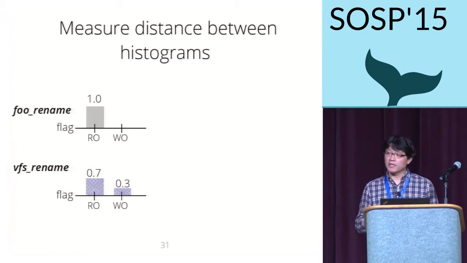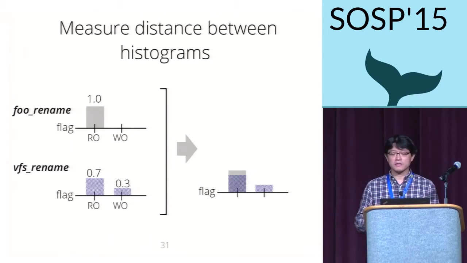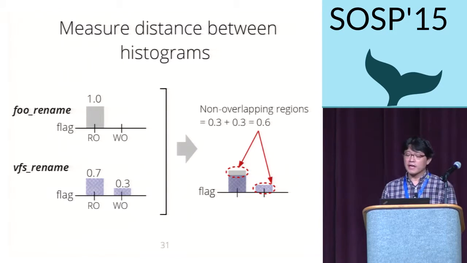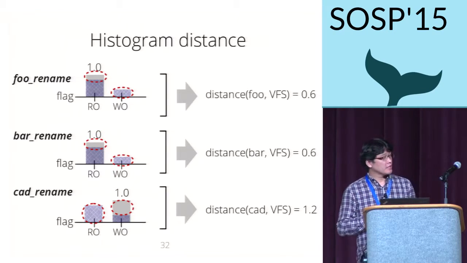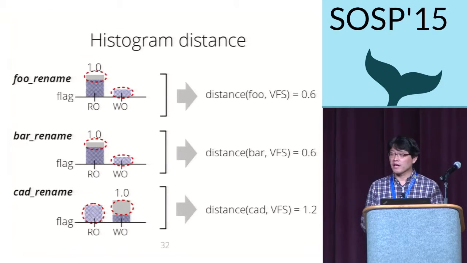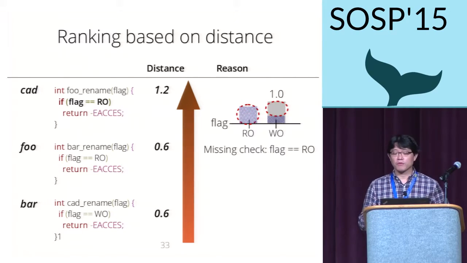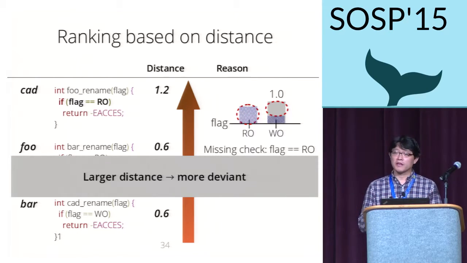Then we calculate the distance between the file system histogram, in full, and the average histogram, VFS histogram. And the histogram distance is calculated by measuring the size of the non-overlapping regions. We calculate the histogram distance for all 3 file systems, and as we expected, the distance of the cat file system is the largest because the size of the non-overlapping region between the VFS histogram and the cat file system histogram is the largest. Then our path condition checker ranks a report based on the distance. Since a larger distance means there is more deviation from the average histogram, we can consider a larger distance to mean more deviant.